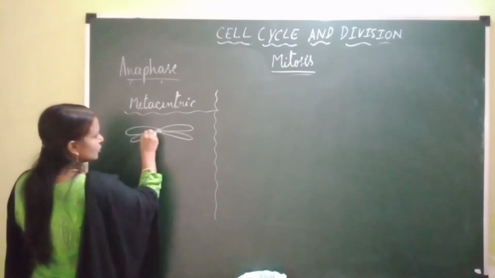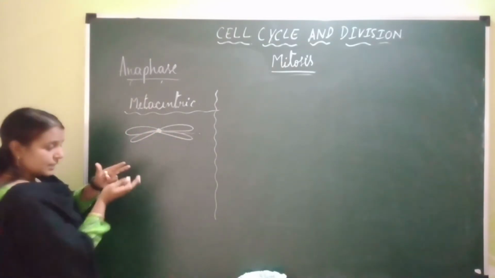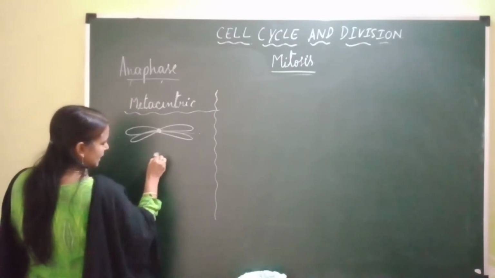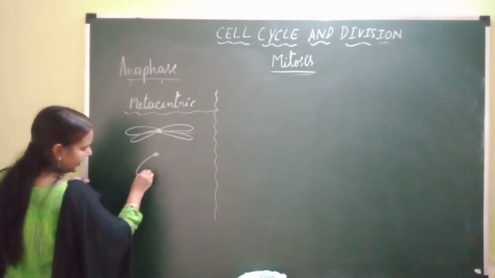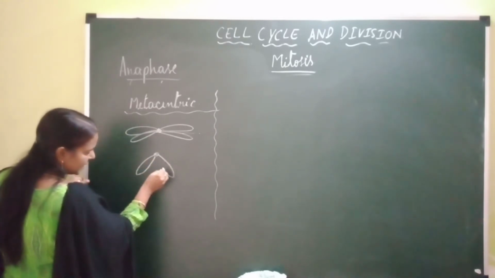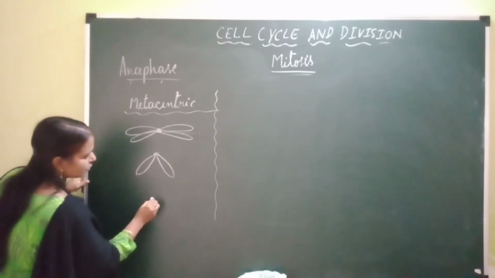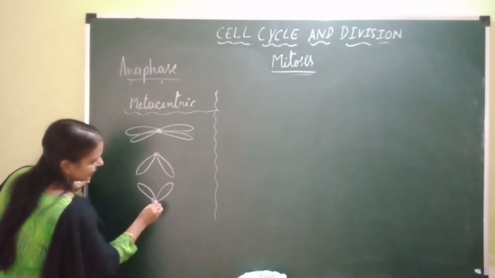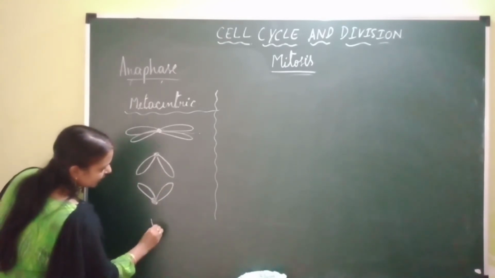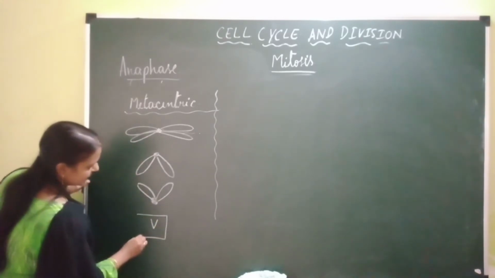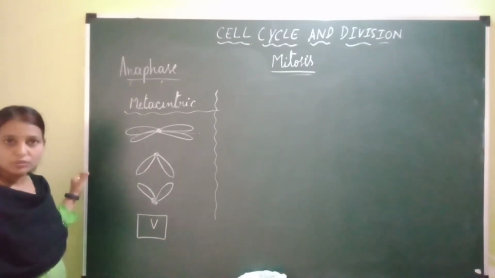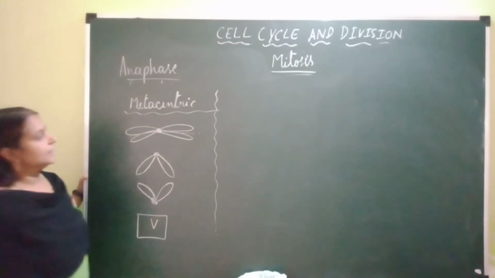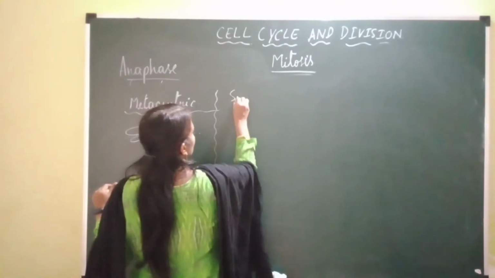After splitting of the centromere, these chromatids start moving. The centromere is towards the leading edge, whereas the arms are trailed behind the centromere. They appear V-shaped during the anaphasic movement of chromosomes in case of metacentric chromosomes. Next, coming to submetacentric chromosome.